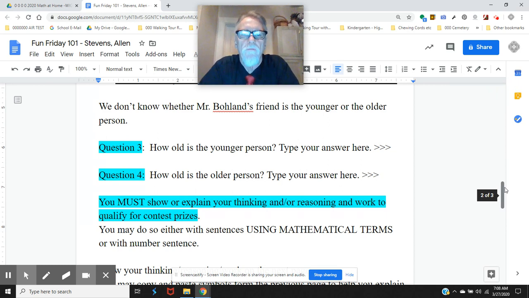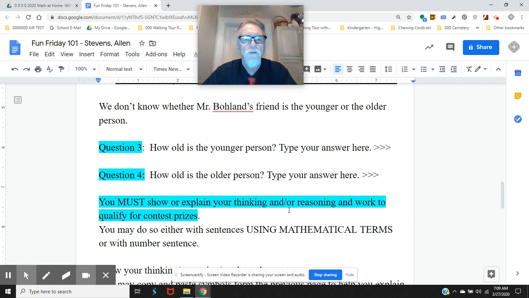We don't know whether my friend is the younger person or the older person. So we have questions 3 and 4. How old is the younger person? You can type your answer here. Let's pretend they're 12, right? It'd be pretty hard to graduate from high school if you were 12, but if that's what the age was, that's where you would type it.